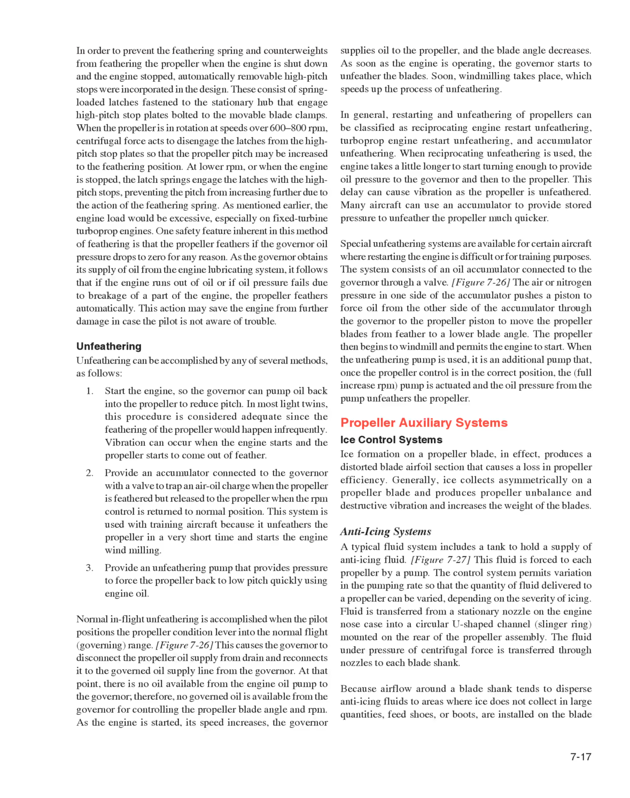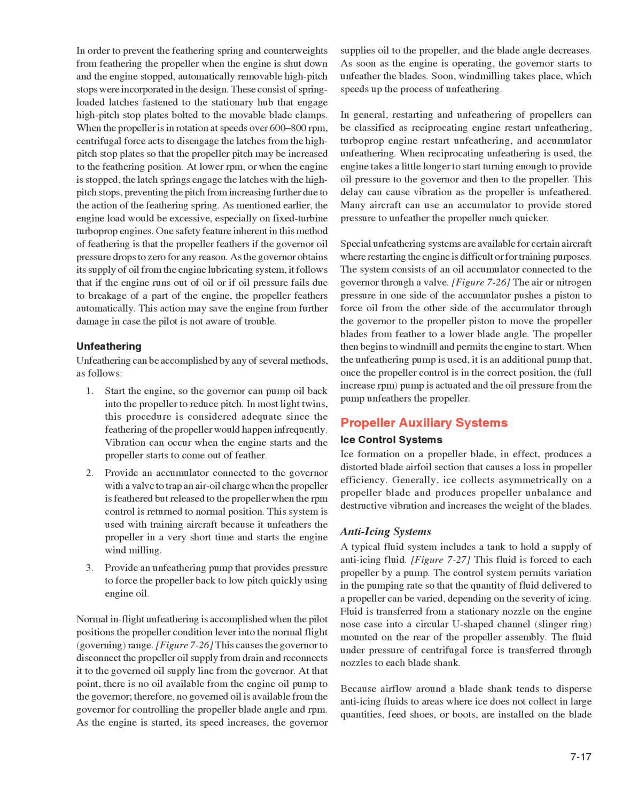In order to prevent the feathering spring and counterweights from feathering the propeller when the engine is shut down and the engine stopped, automatically removable high-pitch stops were incorporated in the design. These consist of spring-loaded latches fastened to the stationary hub that engage high-pitch stop plates bolted to the movable blade clamps. When the propeller is in rotation at speeds over 600 to 800 revolutions per minute, centrifugal force acts to disengage the latches from the high-pitch stop plates so that the propeller pitch may be increased to the feathering position.